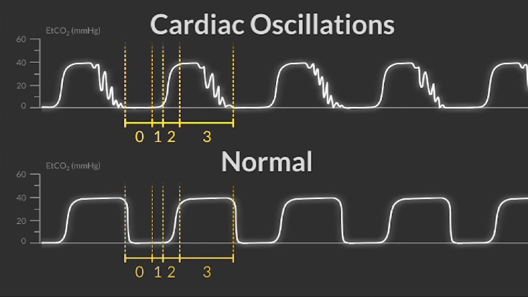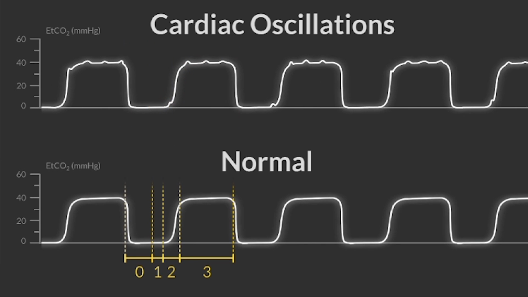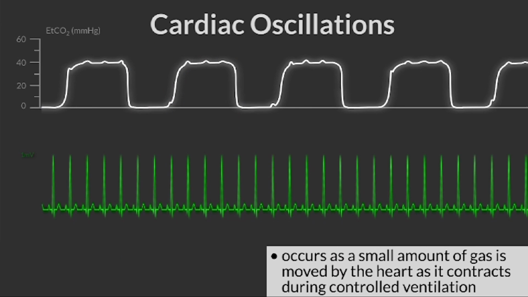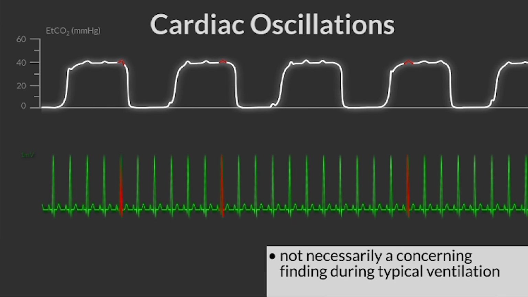Next, we have a child with one of my favorite findings in the capnogram due to cardiac oscillations. You can see here again, we begin things normally with the phase 0, 1, 2, and even phase 3 looks pretty normal until we get to this portion of the capnogram that has a characteristic descending wave pattern. You'll notice that these waves appear to be regular. This can occur as a small amount of gas is moved or oscillated by the heart as it contracts during controlled ventilation. This is not necessarily a concerning finding during typical controlled ventilation, with one important caveat.